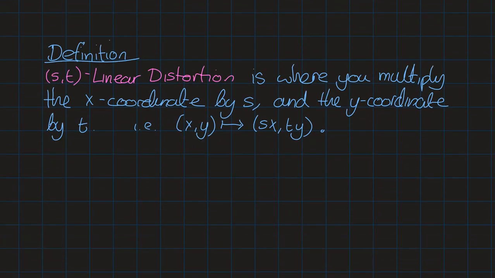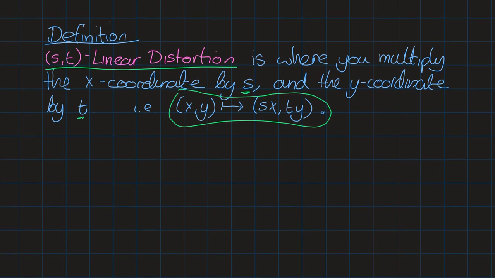The definition says that ST linear distortion is where you multiply the x coordinate by s and the y coordinate by t. So for every point on your figure, the x coordinate gets multiplied by s and the y coordinate gets multiplied by t. You can write this algebraically like this: (x, y) gets mapped to (sx, ty).